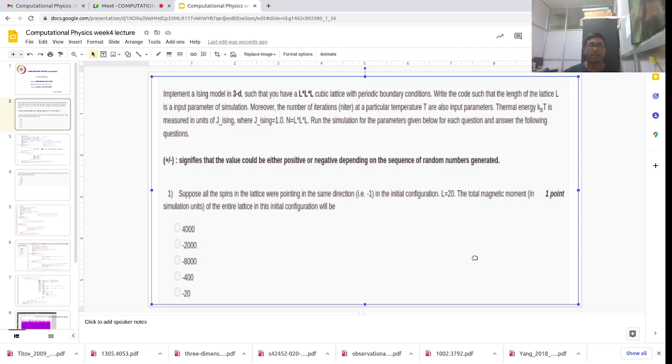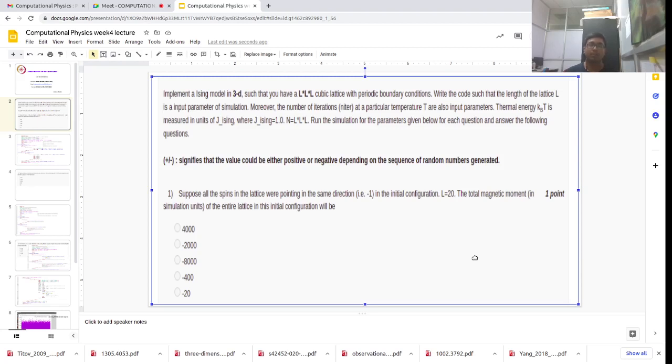into L cubic lattice. So you have 3 dimensions, and in each dimension you will have capital L number of lattice points, and also you have to implement the periodic boundary condition and write the code such that the length of the lattice L is the input parameter of the simulation. So you can give the input of L in the command prompt, and then the number of iterations at a particular temperature are also input parameters.